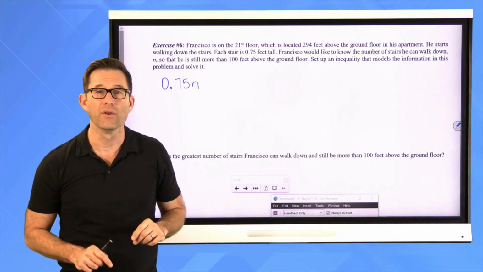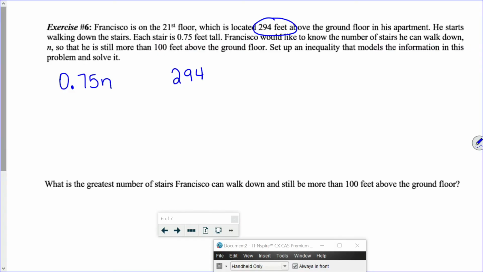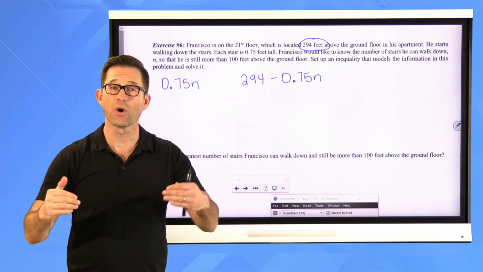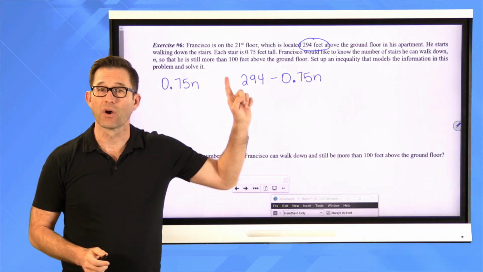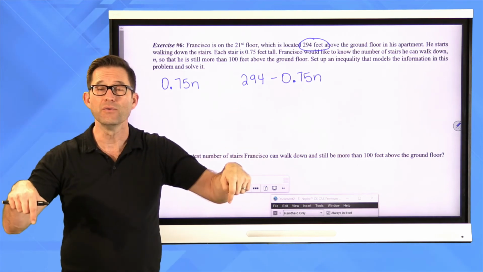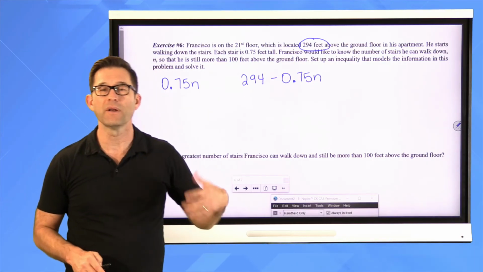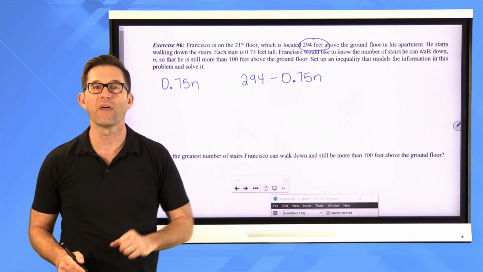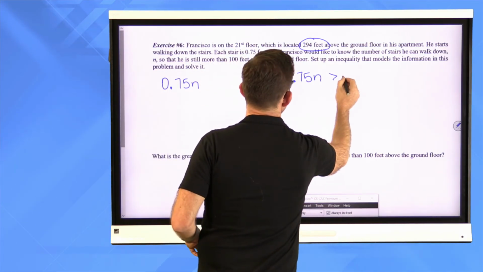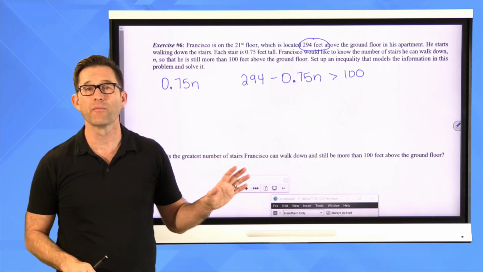To do that, what I want to do is take where he started, which is 294 feet above the ground, and subtract how far he's walked down, right? So that expression actually tells me, based on the number of steps that he's gone down, how far he is above the ground. He started at 294 feet above the ground, and every step that he walks down, he loses 3/4 of a foot, right? It's 0.75 feet. Now I want to know, how many steps he can walk down and still be more than 100 feet above the ground. So I want this to be greater than 100. And that inequality models all the information in this problem.